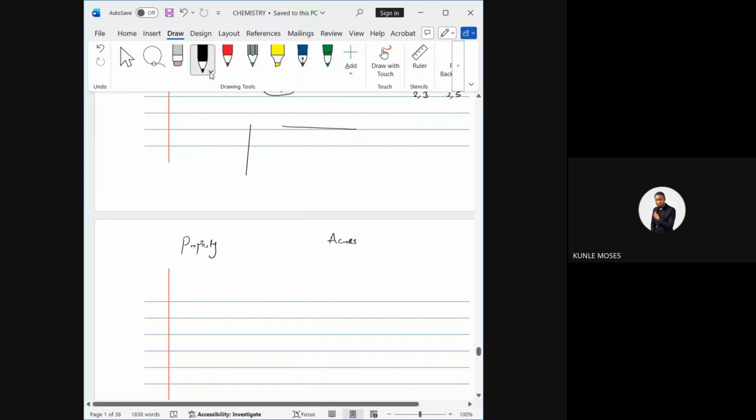So we are talking about the properties across the period and down the group. Just write it like this in your notes. When we talk about atomic radius, please write it in full. Atomic radius decreases across the period and it increases down the group.